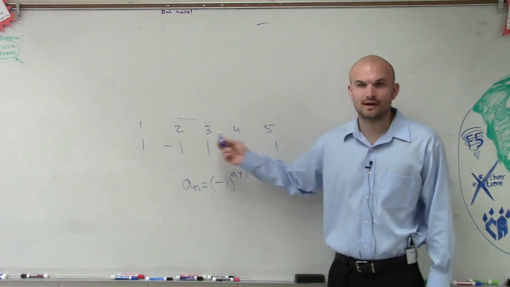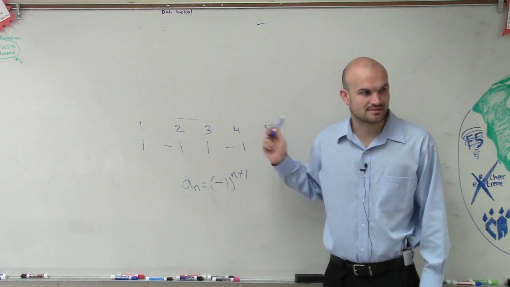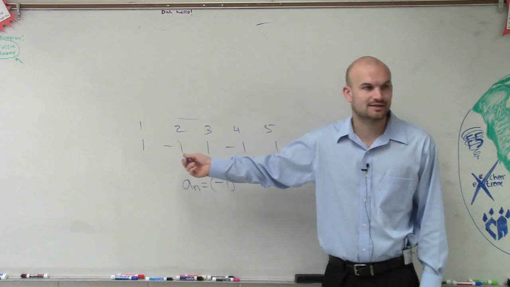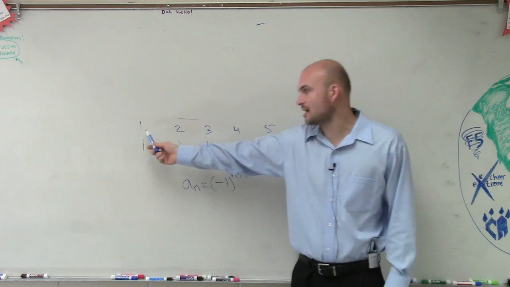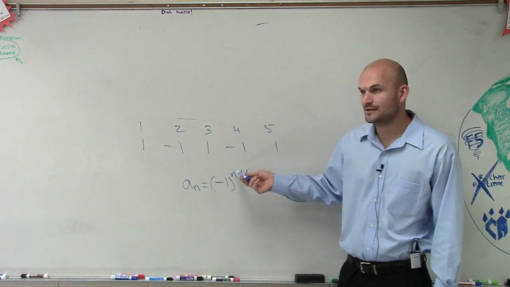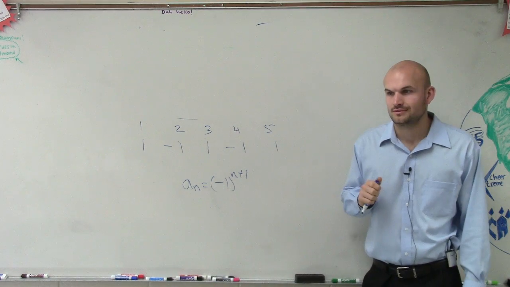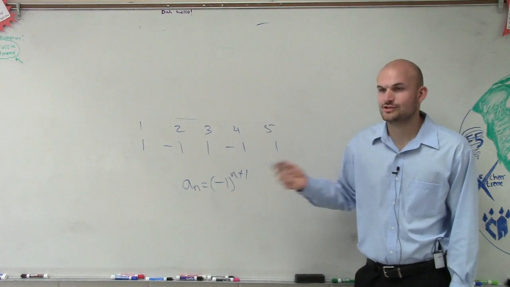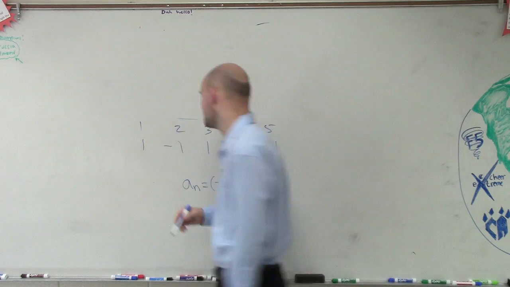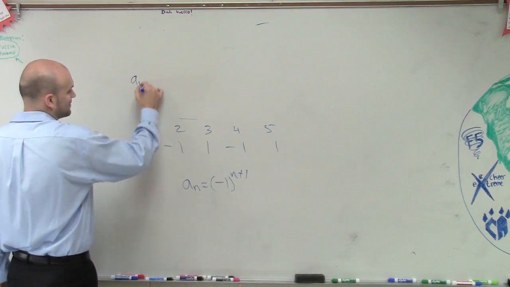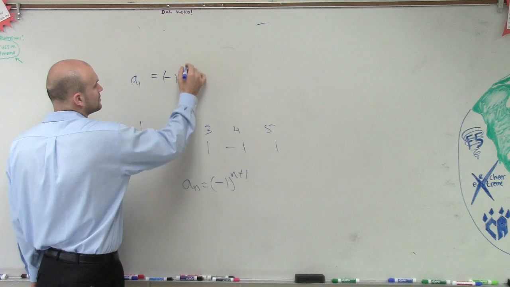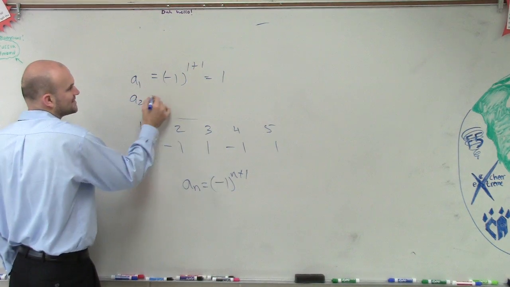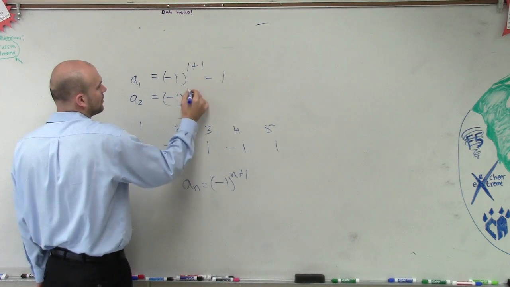So we need to keep 1 the whole time. OK. So how are we going to get the number 1 every single time? No matter what number I plug in for n, I always have to get 1. Well, let's just go and check out our first terms, guys. Let's do a sub 1 equals -1 to the 1 plus 1. That's 2, which equals 1. Yeah, a sub 2 equals -1 to the 2 plus 1.